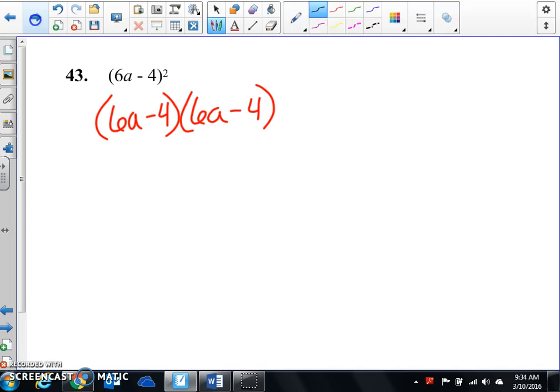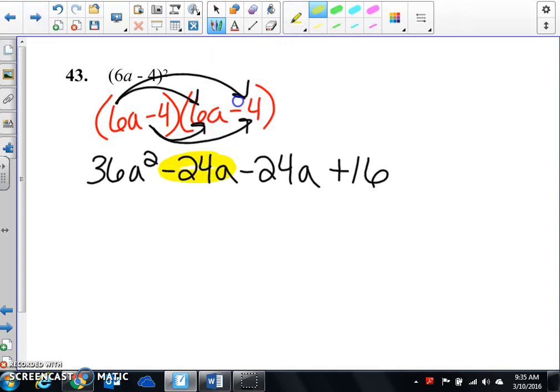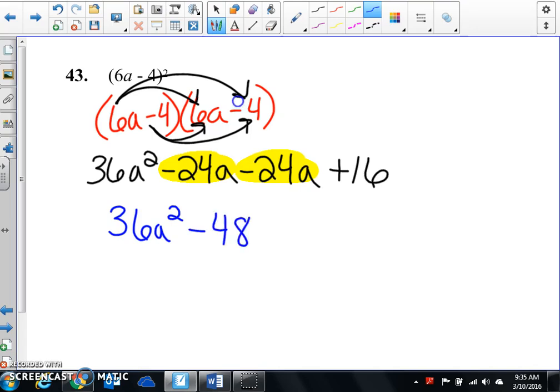6 times 6 is 36, a times a is a squared, 6 times negative 4 is negative 24, and then I have that a. Negative 4 times 6 is negative 24, and then I have that a, and negative 4 times negative 4 is a positive 16. Remember, when you expand them, if you have ones that are all squared, these should be identical, and they are. So you have 36a squared, negative 24 minus 24 is a negative 48a, plus 16.